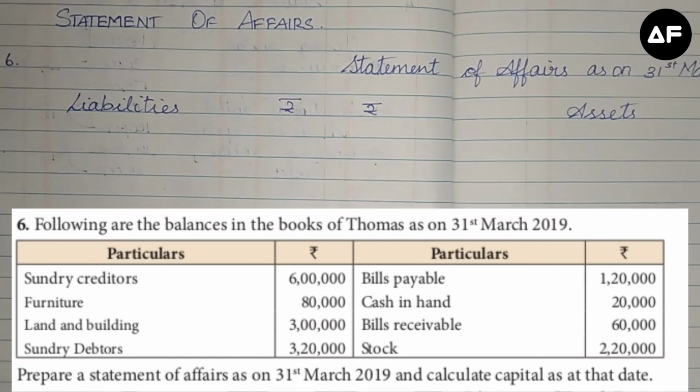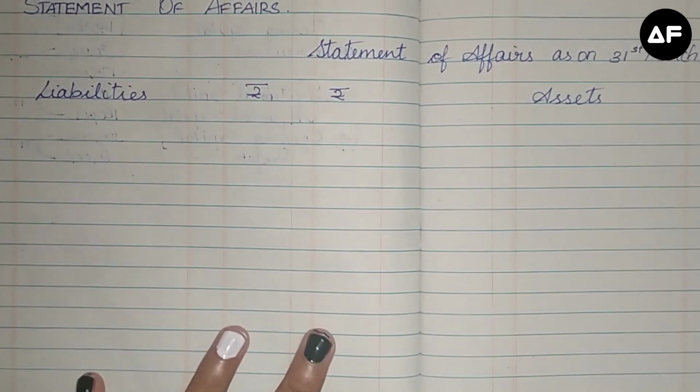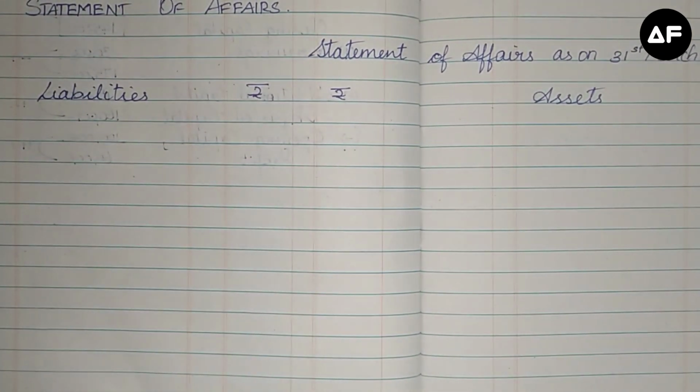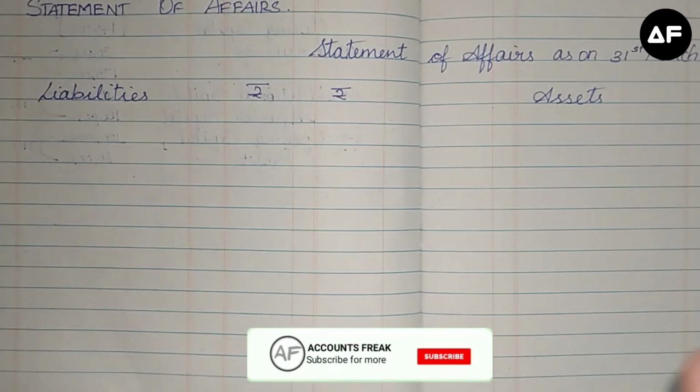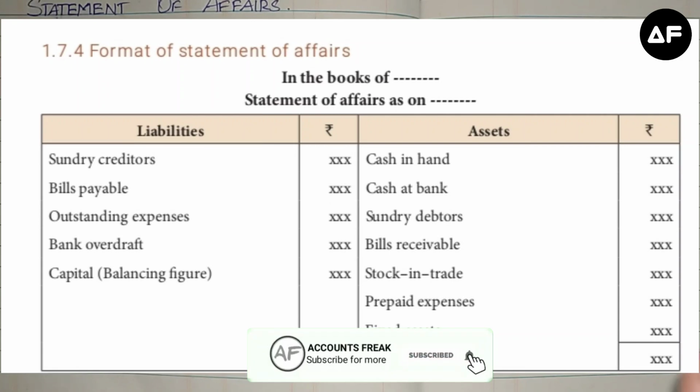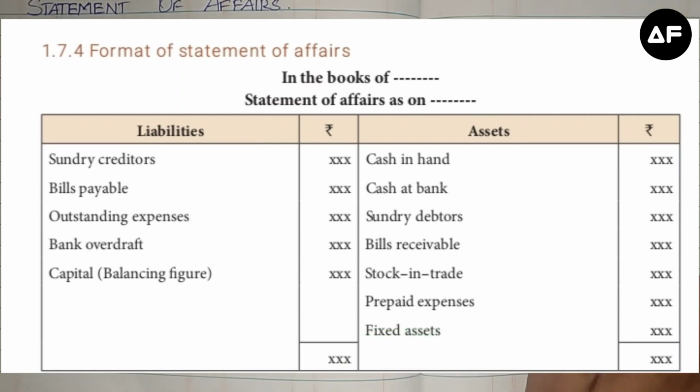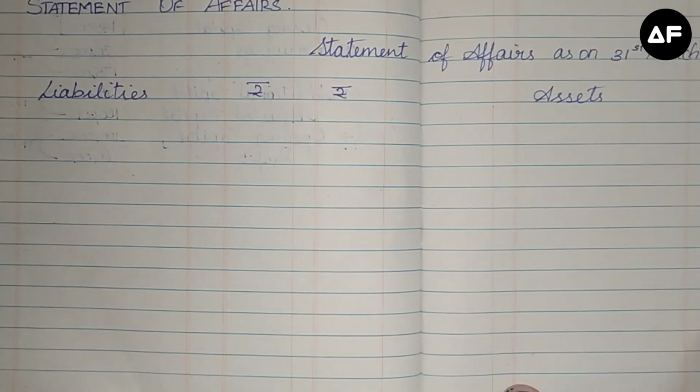So the statement of affairs is nothing but a simple balance sheet. But here we are not going to do any adjustments as of now. So we are going to segregate the items into assets and liabilities. Assets on the right side and liabilities on the left side. So the first item is sundry creditors.